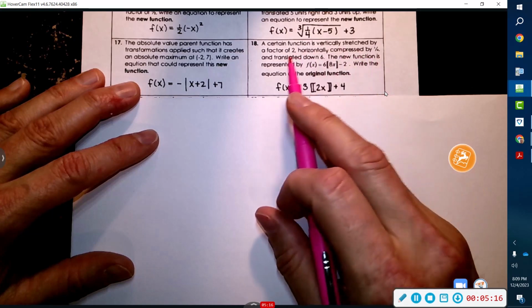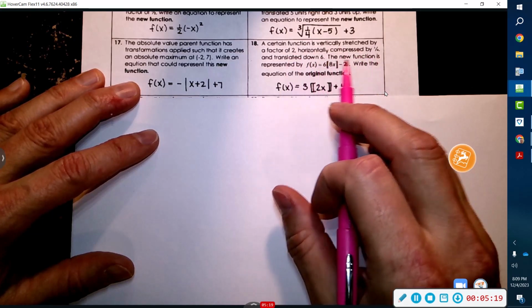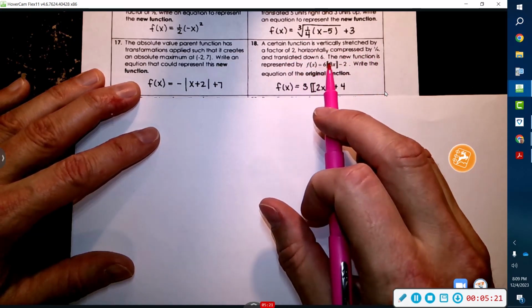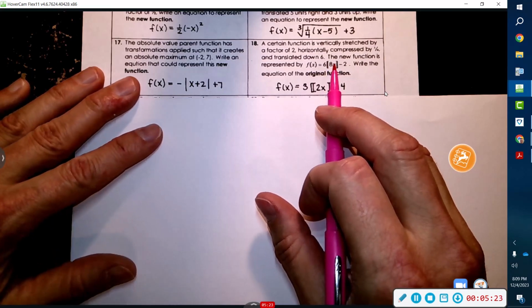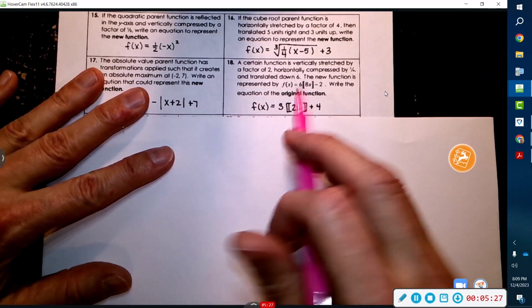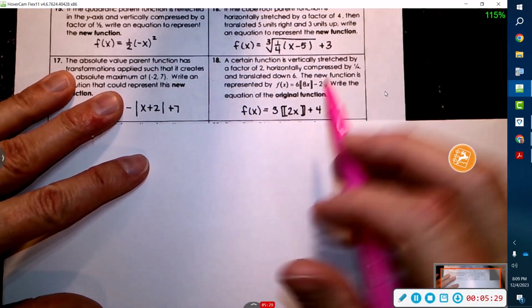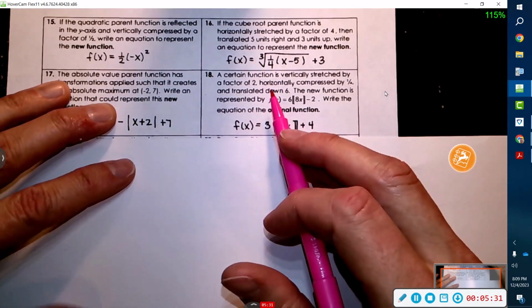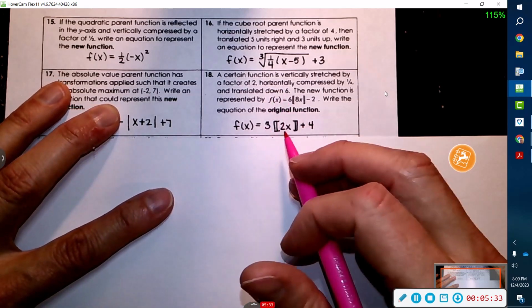a factor of 1/4, and translated down 6. The new function represented is this. Okay, write the equation of the original function. Now that just seems unfair, because, okay, because we've got to work ourselves backwards.